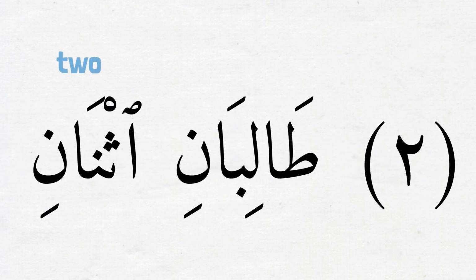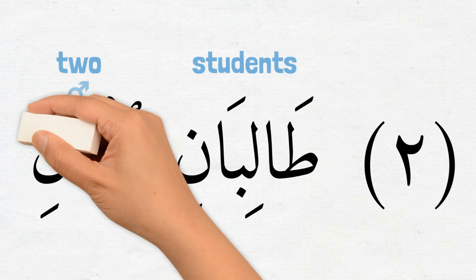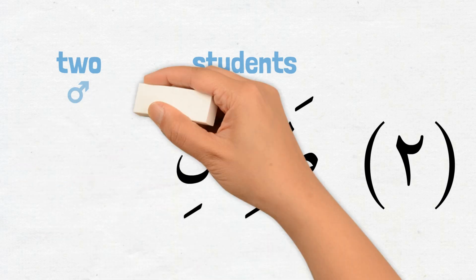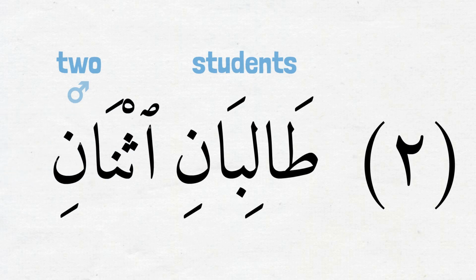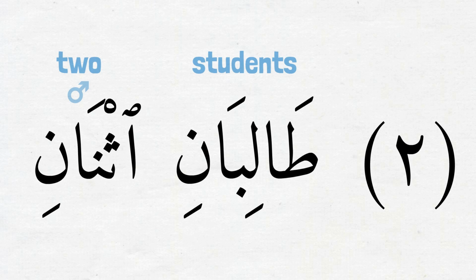And two students will be طالبان اثنان. اثنان means two in مذكر جنس. So طالبان اثنان is two students. We can also drop the word اثنان here and say طالبان to mean two students, because طالبان is in dual form already. But اثنان can be added for completeness.